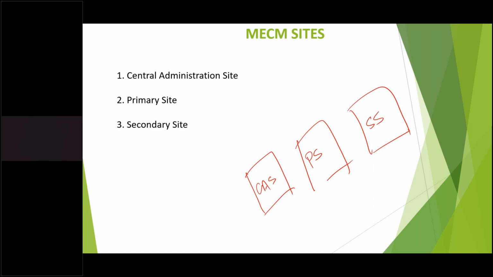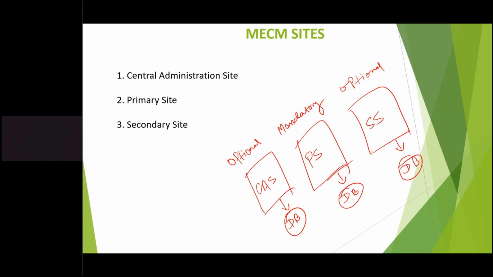So we have three site servers in SCCM: central, primary, and secondary. Central is what? It is an optional site. Primary is what? Mandatory site. And secondary is an optional site. The central administration site needs a database. Similarly, the primary site needs a database, and the secondary site also needs a database. So they all need a database.